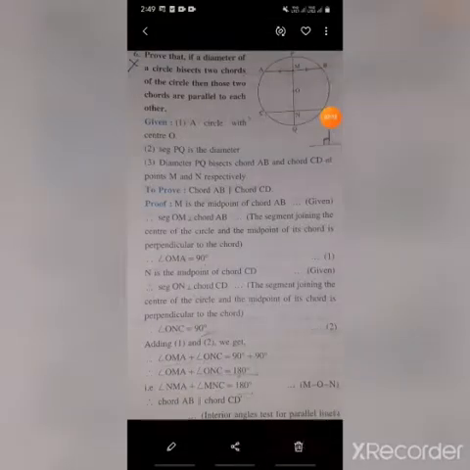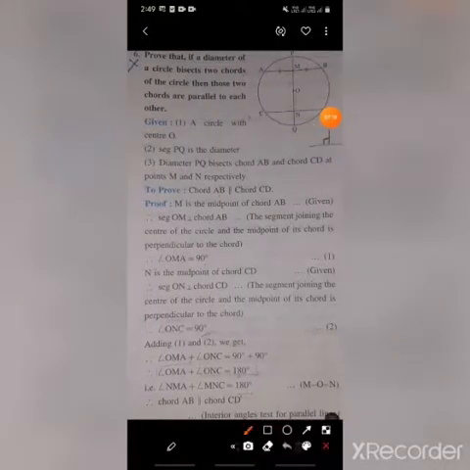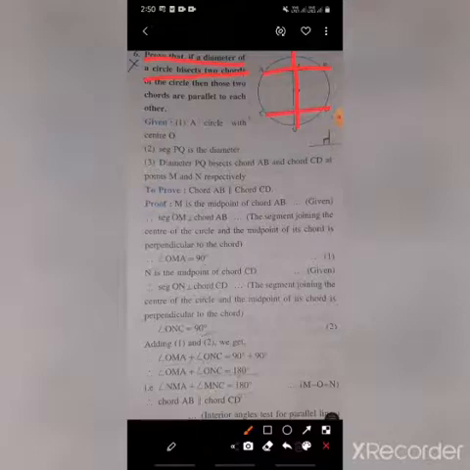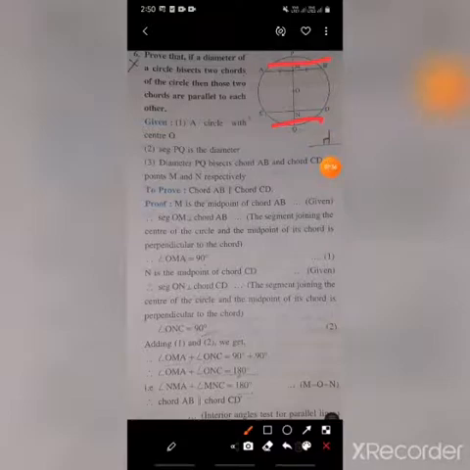Okay, then this one is question number 6. Prove that if a diameter of a circle bisects two chords, which chords? AB and CD, of the circle, then those chords are parallel to each other. We have to prove that these two chords, AB and CD, are parallel to each other.